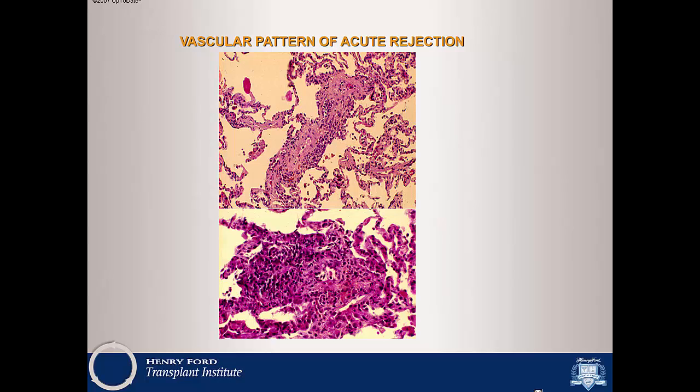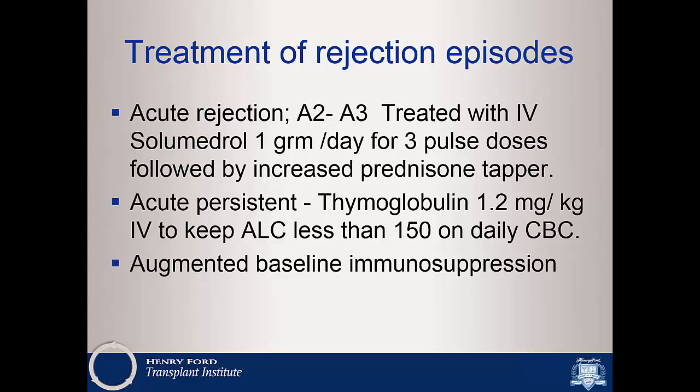So acute rejection's almost always treatable. Probably 90 to 95% of cases will respond to our treatment, which is to give Solu-Medrol. We give it a gram a day for 3 days in a row, followed by augmented immunosuppression. We always follow that up with another biopsy. Very rarely do we have to go on and use other types of immune suppression, but one thing we do consider is giving thymoglobulin if they continue to have high-grade acute rejection.